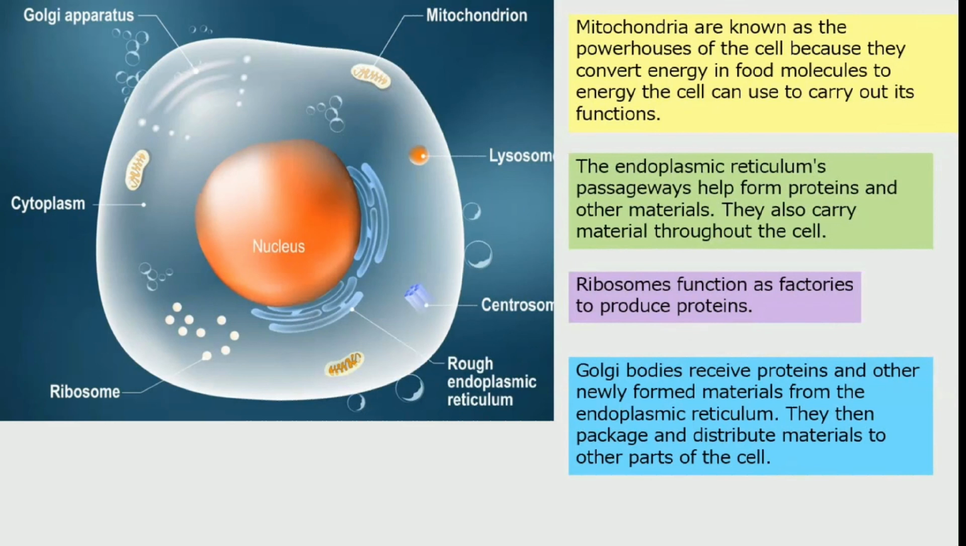Golgi bodies. The Golgi body can be thought of as a cell's mail room. Golgi bodies receive proteins and other newly formed materials from the endoplasmic reticulum. They package and distribute materials to other parts of the cell. Golgi bodies also release materials outside the cell.